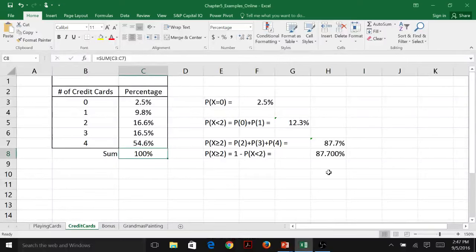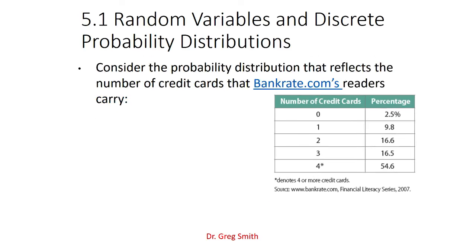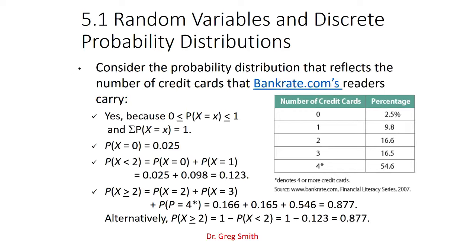So if we go back out and look, for less than 2, I'm going to sum them up, or for 2, 3, and 4, I'm going to sum those up, or I could use the complementary rule. If I want more than or equal to 2, I could subtract away less than 2 from 1. That's the complementary rule: 1 minus what I don't want. I don't want these two, and I get 87.7%.